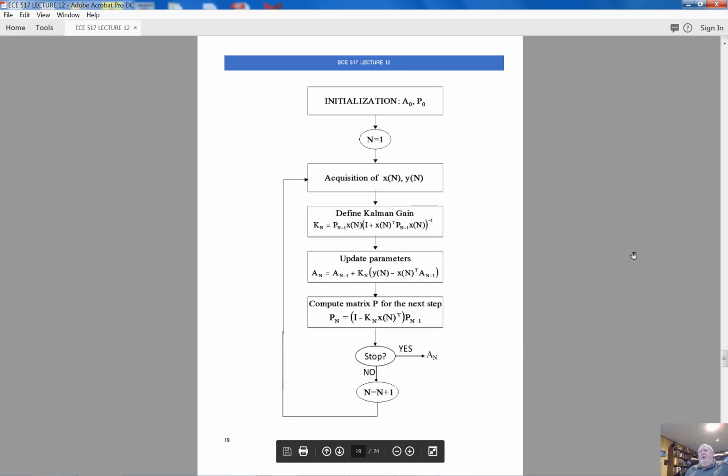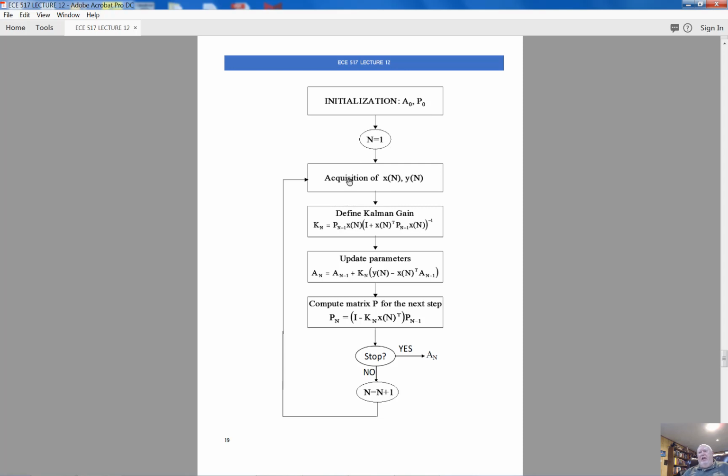I want you to take a look at the block diagram of the recursive least square method procedure. First is the initialization. You have to make provision for acquiring good initial values for parameters A. They will become A0. You have to define initial matrix P0, which will be constant times unity matrix. The next you will make n equal to 1.